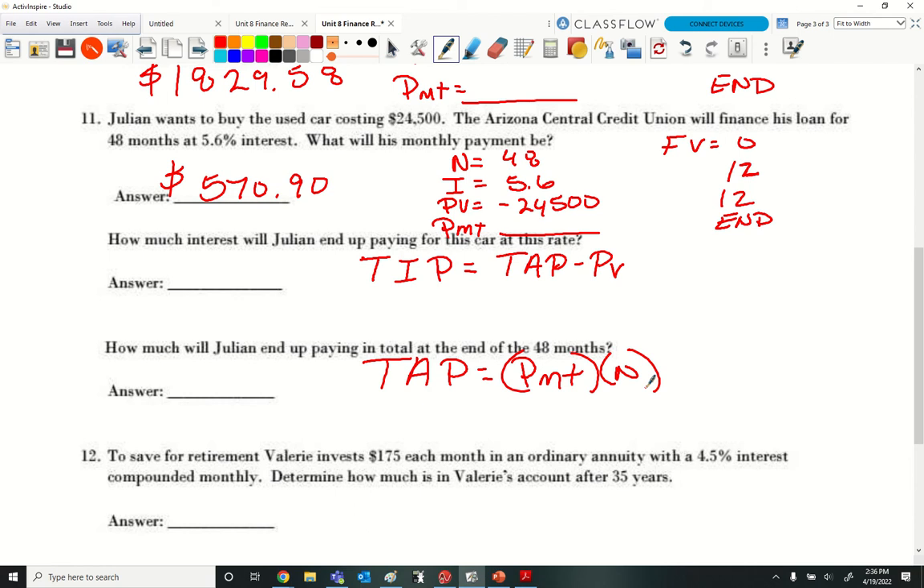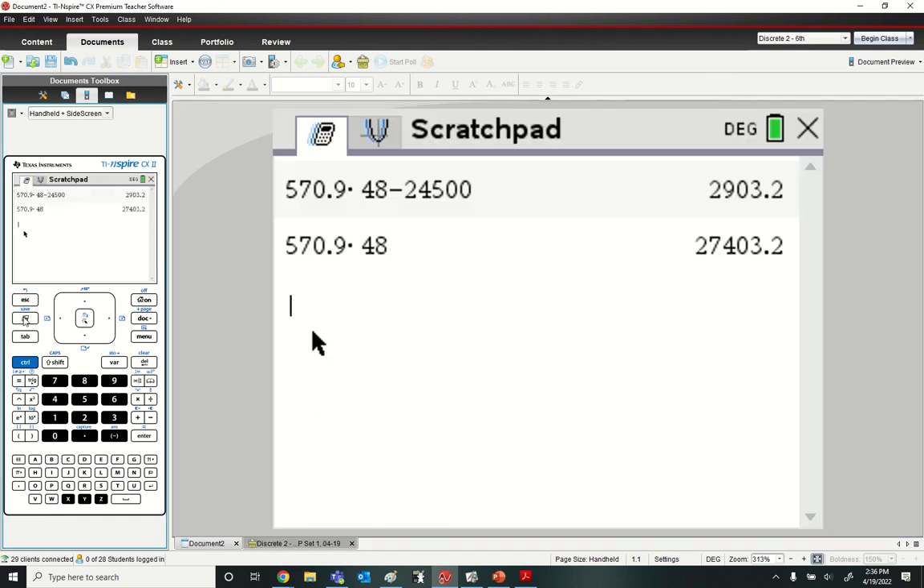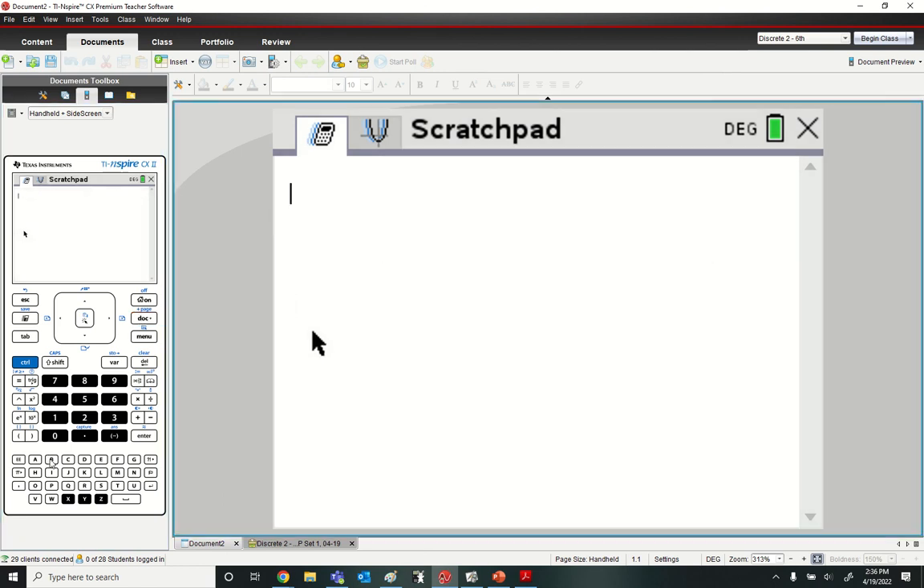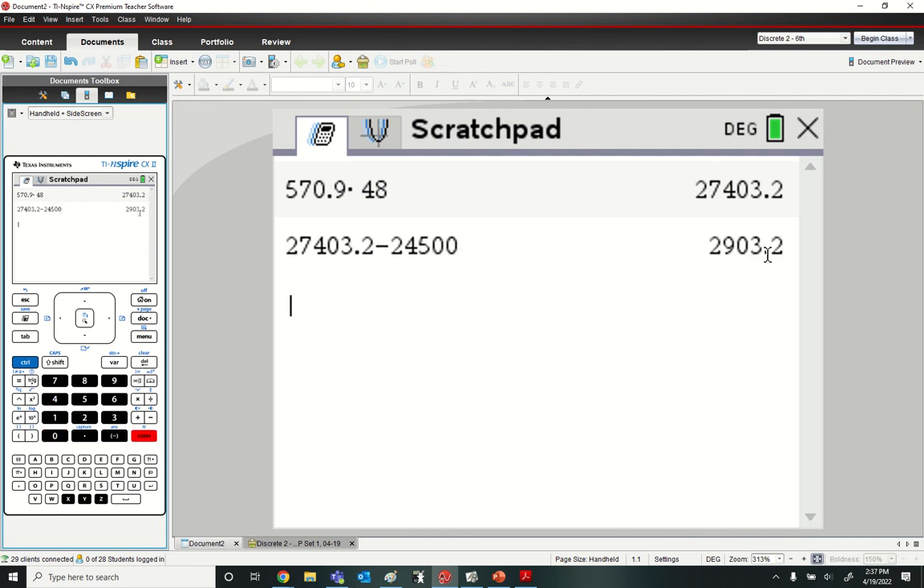So please calculate those two right now. Let me do that before I finish up here. 570.90 times N, which was 48. There we go. So there's my TAP. And to find my TIP, it was what? TAP minus PV. Very good. What was my PV? 24,500. There we go.